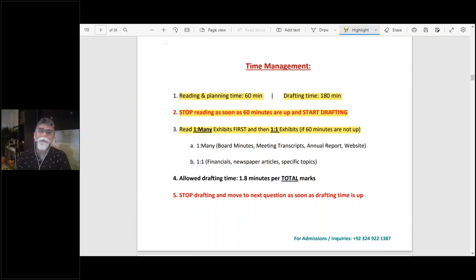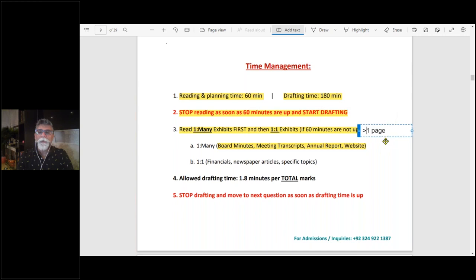How can you judge which exhibits are 1:1 and which are 1:many? There is a very simple technique. Generally, exhibits which are board minutes, meeting transcripts, annual report, website, these are very typical 1:many exhibits. And more importantly, their size is bigger. They are more than one page, because obviously they contain a variety of information. Usually they are lengthy exhibits. Okay, is that clear?